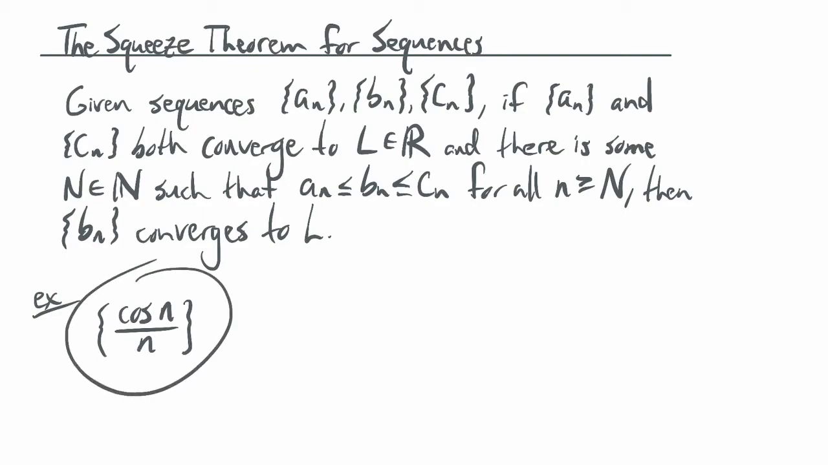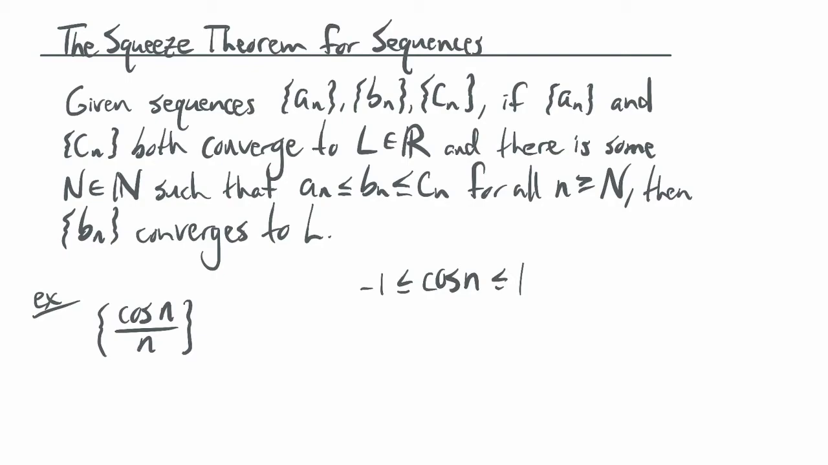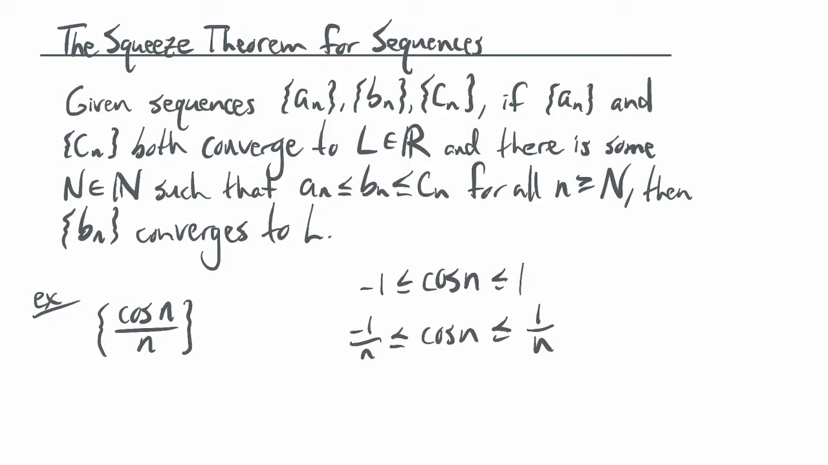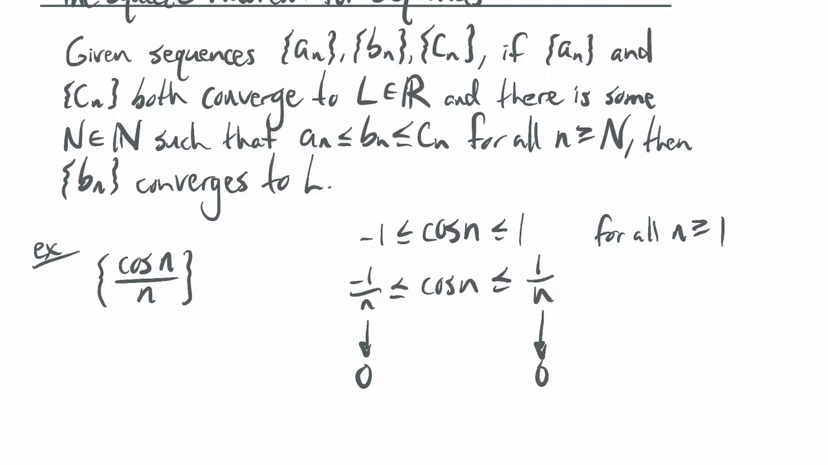We've got this one, and if you recall doing the squeeze theorem in Cal 1, then you probably know what to expect. Cosine n is between negative 1 and positive 1. If I divide by n across the board, negative 1 over n is less than or equal to cosine n over n, which is less than or equal to 1 over n. This is true for all n except n equals 0, because you can't divide by 0, so for all n greater than or equal to 1, of course. This sequence wouldn't start at 0 at all. Well, I know that this sequence goes to 0, because as n gets large, 1 over n goes to 0. So as a consequence, the sequence cosine n over n goes to 0.